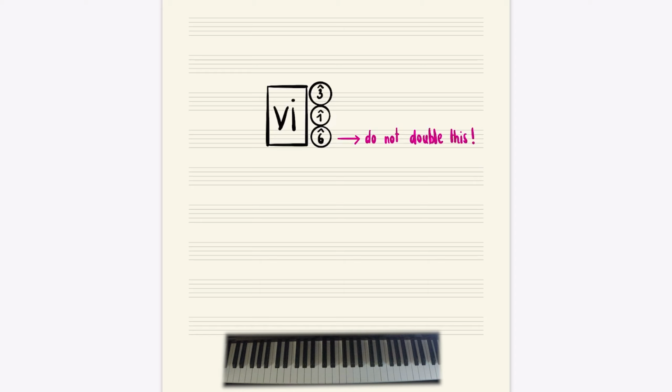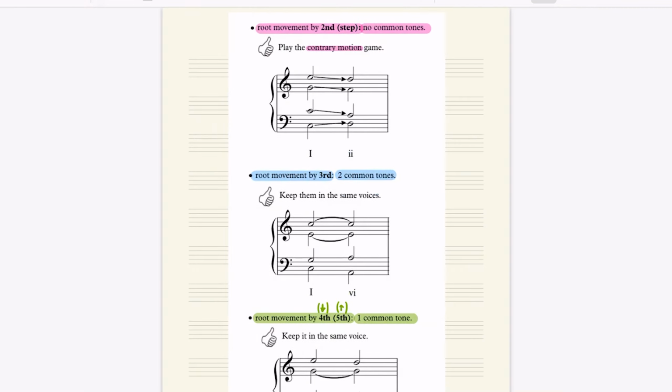Now, before we go into details about how chord 6 functions, let's go through some general rules of voice leading. In the last lesson, you learned how to lead the voices when the roots of two chords were a second apart. We are going to call this root movement bisecond, or root movement by step. And in that case, we have no common tones between the two chords. And this is when we apply the rule of thumb to move all the upper voices in the contrary motion with the bass.